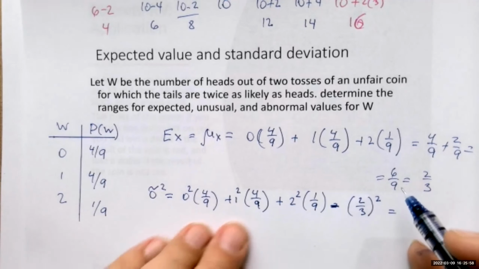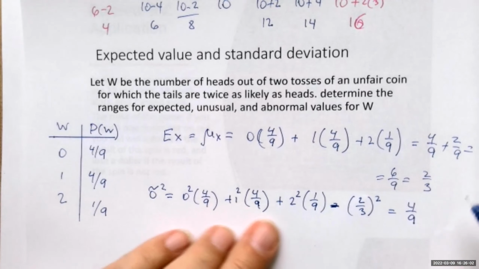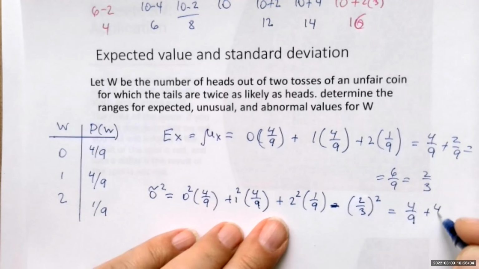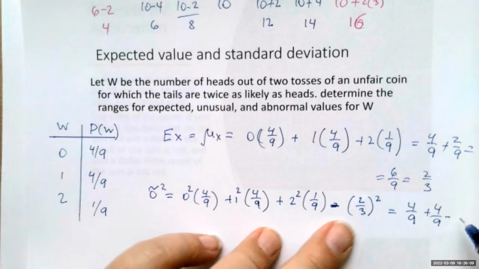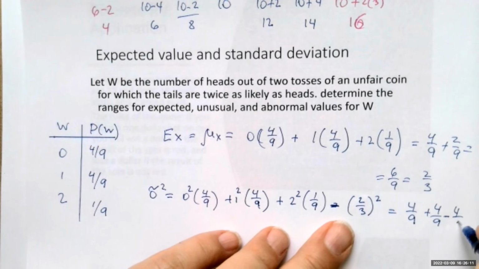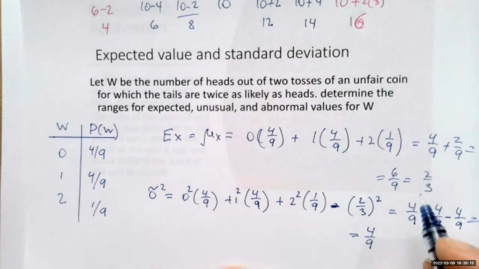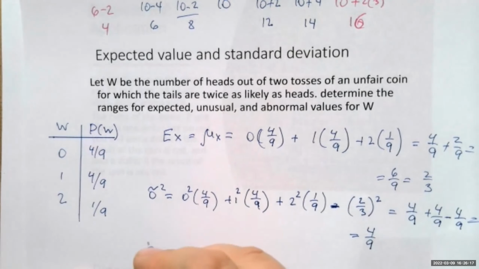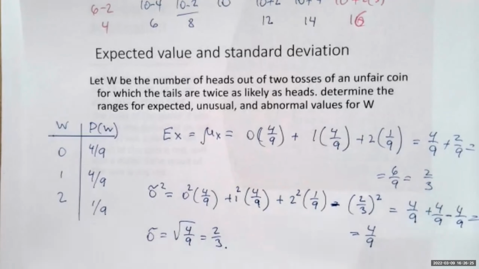So what we get is 4/9 plus 4/9 plus minus 4/9. So we're getting 4/9. And the standard deviation will be the square root of 4/9, which will give us 2/3.